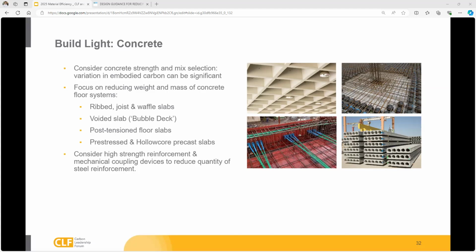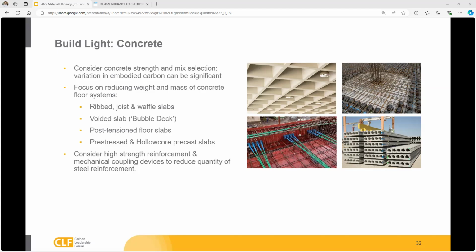waffle slab systems basically put the amount of concrete towards the outer part of the structural section where it's doing the most work. Similarly, with voided slab construction, bubble deck does the same thing. And then post-tensioning will generally allow you to cut mass out of your concrete system and embodied carbon, and the same thing with pre-stressed and hollow core.